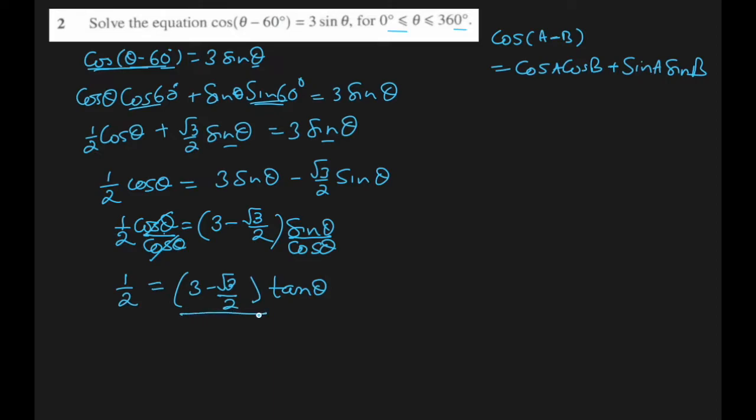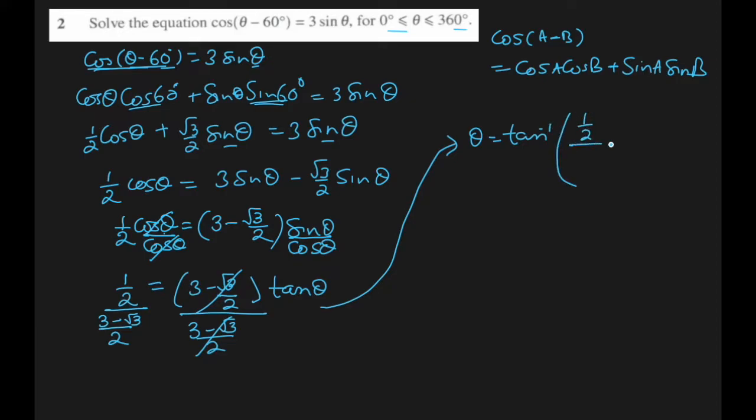And now we will divide both sides by 3 minus square root 3 over 2, so that this is gone from the right side, and we are left with theta equal to tan inverse of half divided by, I'm sorry, this was not full, 3 minus square root 3 over 2. This was not complete, right? Can you see here? This 2 was below only square root 3, right?